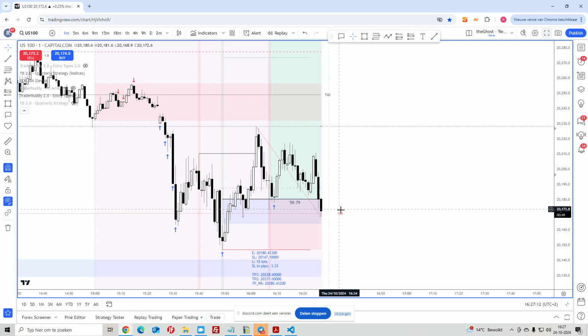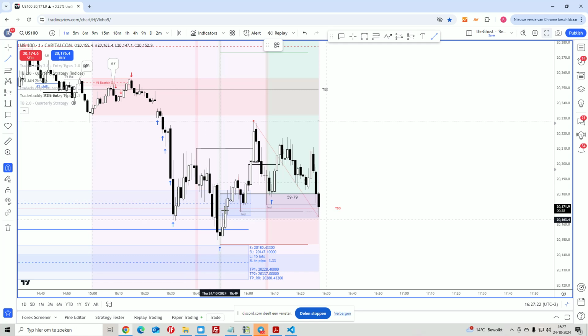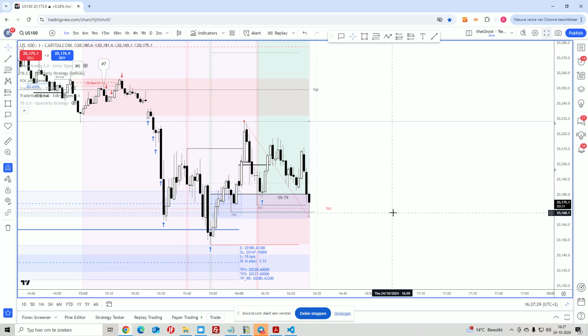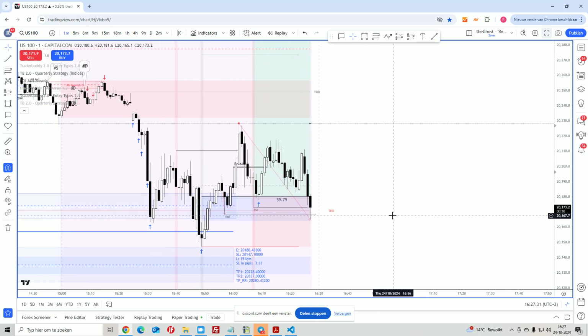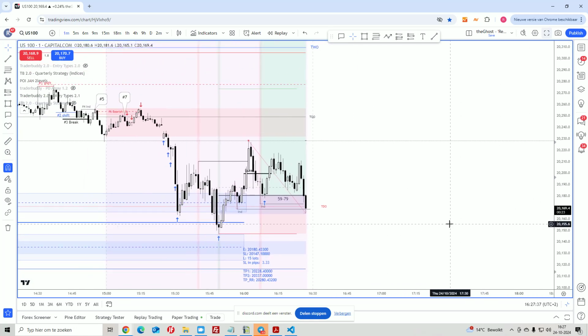Now we took the inducement. Okay, that's cool. Here's the inducement. I did mark that off, I believe. Yes, I did. So we took the inducement, which is actually step 5. We will get to that. Now, if we form a bullish order block, I'm going to enter long.